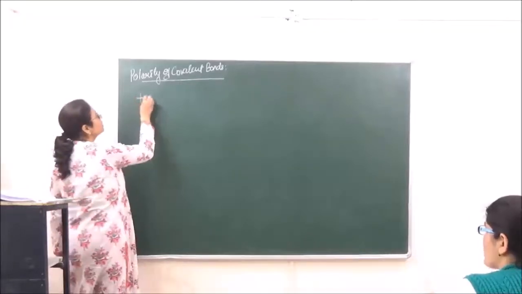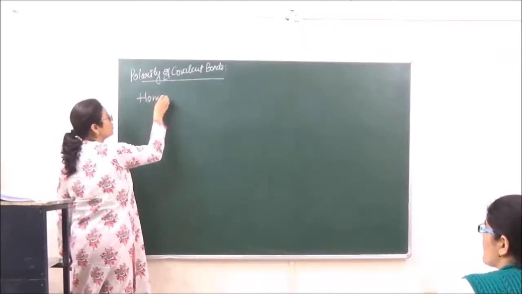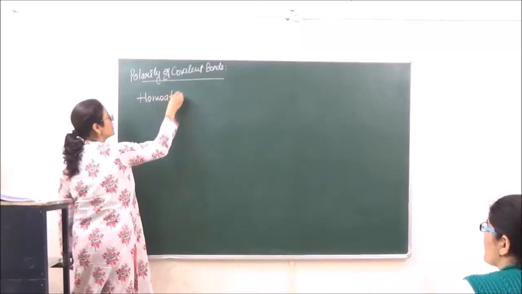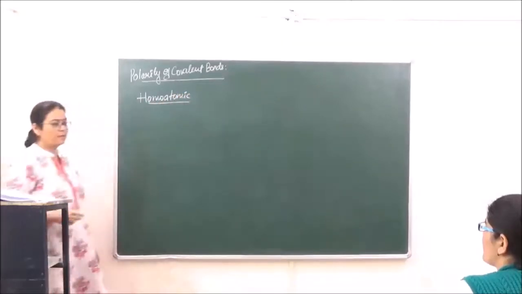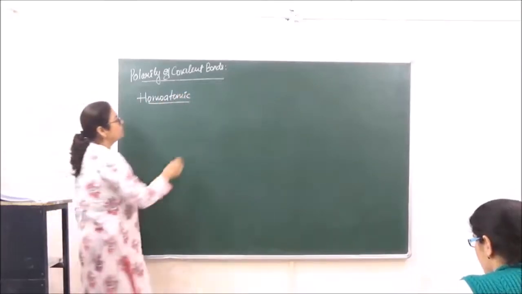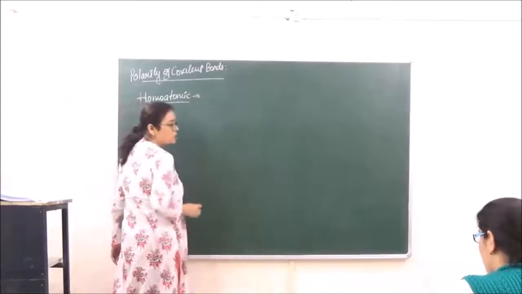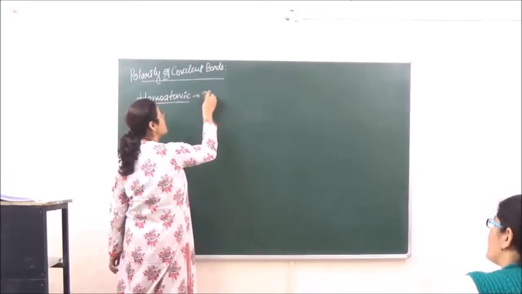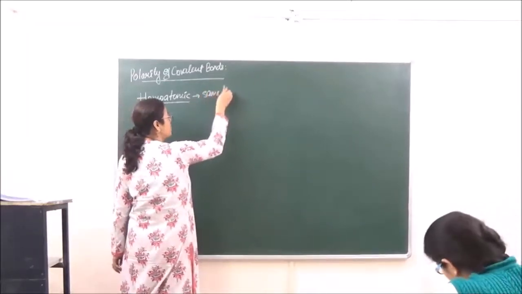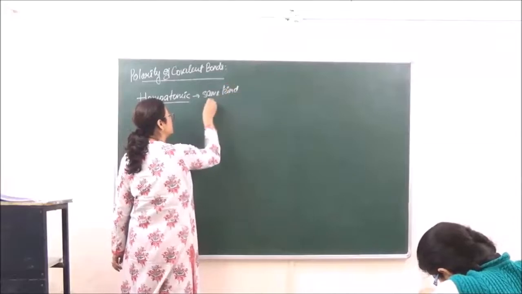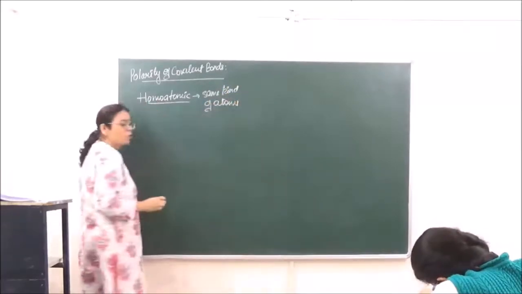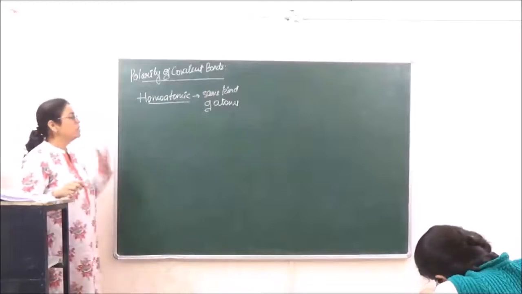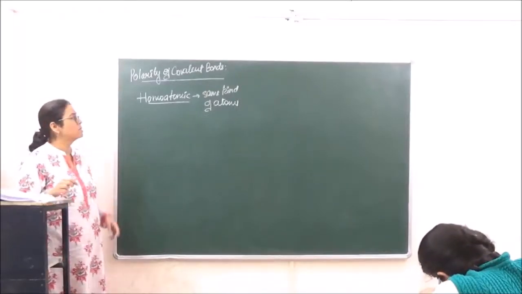We are taking into consideration two types of molecules. The first one, which are known as homoatomic molecules. Homoatomic molecules कौन से होते हैं? Those molecules which have same kind of atoms. Right? So homoatomic molecules are those which have same kind of atoms.